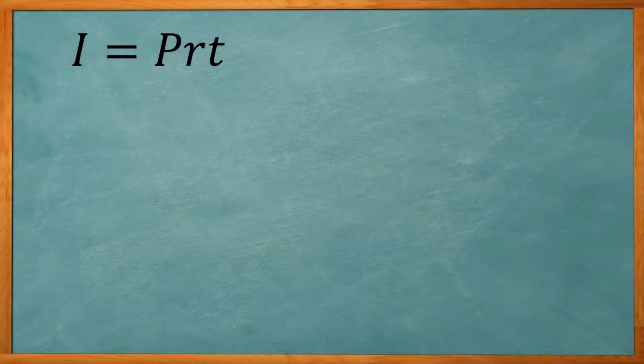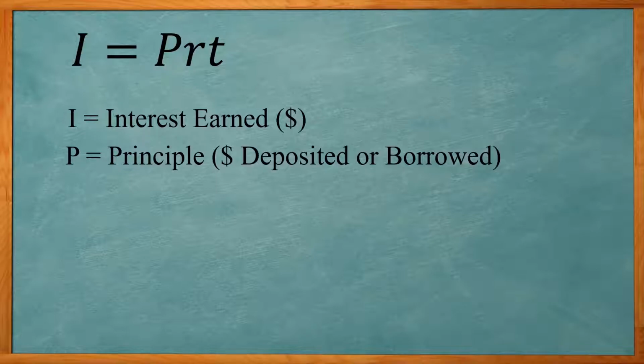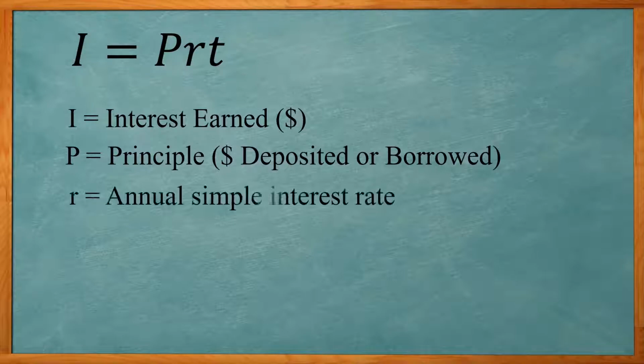Alright, so our first formula that we want to look at is the simple interest formula. Here we have I equals PRT, where I is your interest earned, so it's a dollar amount, how much money you actually earned. P is principal, which is the amount of money that you deposit into an interest earning account, or how much you borrowed for a loan. R is your annual simple interest rate. And T is time in years.